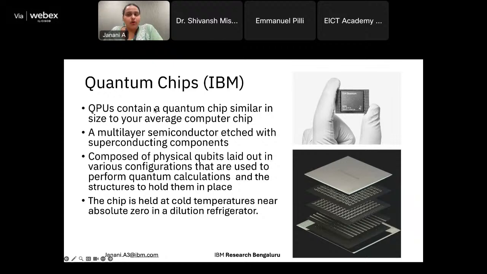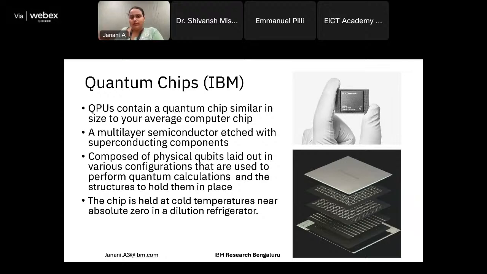As we discussed, let's talk about what is at the heart of a QPU, which is the quantum chip. QPUs contain a quantum chip similar in size to your average classical computer chip. It is a multi-layer semiconductor which is etched with superconducting components. Whatever you see outside the dilution refrigerator takes you to those temperatures where the material is superconducting. The chip is composed essentially of physical qubits laid out in various configurations that are used to perform quantum calculations, and also structures to hold them in place. One of the main things that makes a quantum chip important is the connection between different physical qubits in the quantum chip itself.